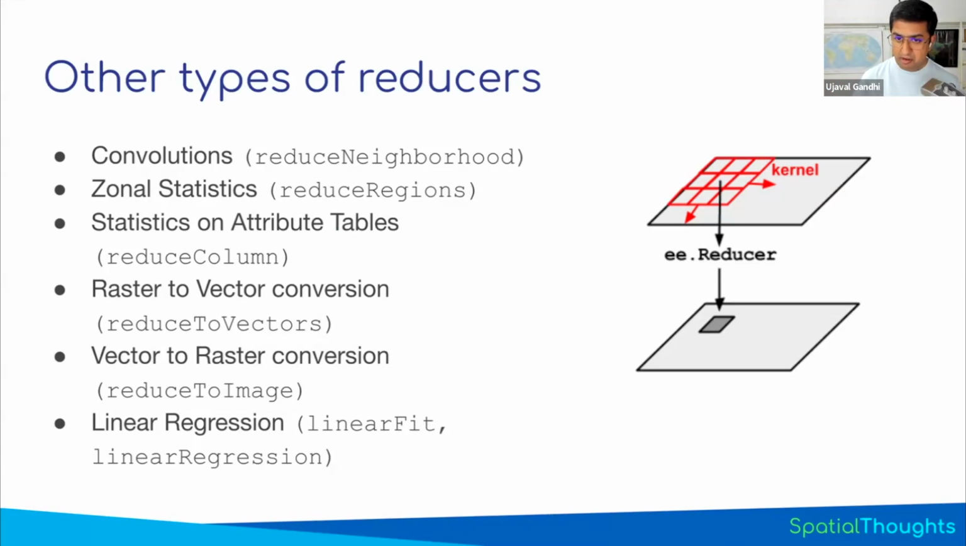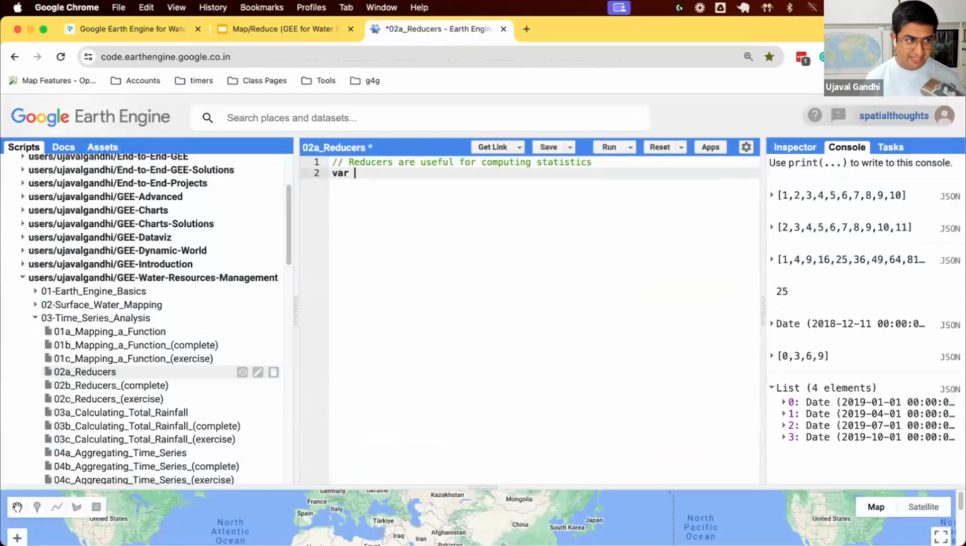Let's look at the code, and that will help you understand how to run those reducers. So we'll start with our list that we've been using. I want to have the list of numbers from 1 to 10. Let's print this.